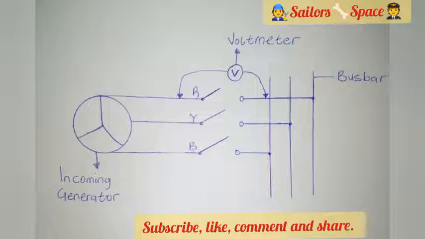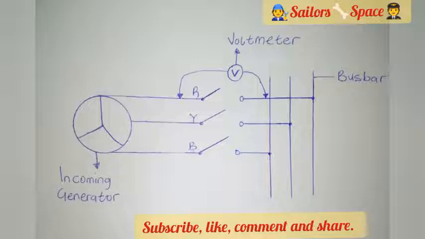So let's continue. As it is shown in the diagram, we have to connect a voltmeter across one pole of the open incoming generator circuit breaker. That's when I mean one pole, one phase. In the diagram, the voltmeter is connected across the red phase. So you should always use a voltmeter that has a higher volt reading, because you should be expecting a 500 volt on a 400 and on a 440 volt system.